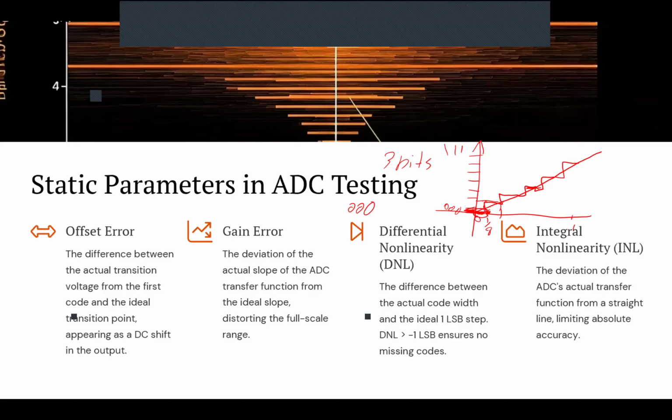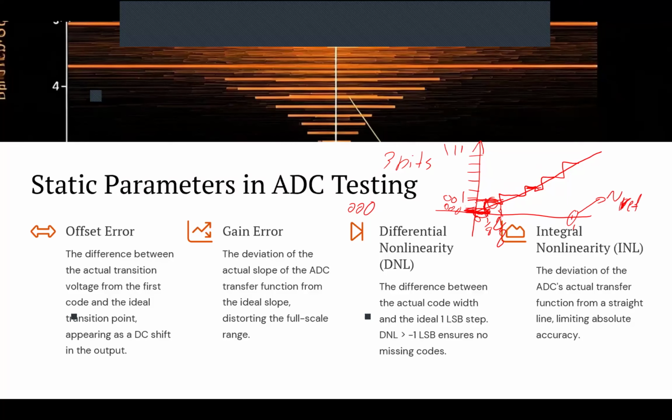Now, if the voltage goes higher than 1/8 but lower than 2/8 of the final value, which, by the way, we call the reference voltage, it creates another step, meaning it would translate this interval to 001. And it continues like that. Now, offset error is when these steps are shifted up or down.